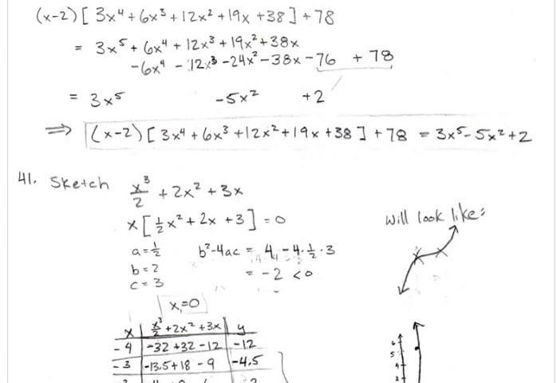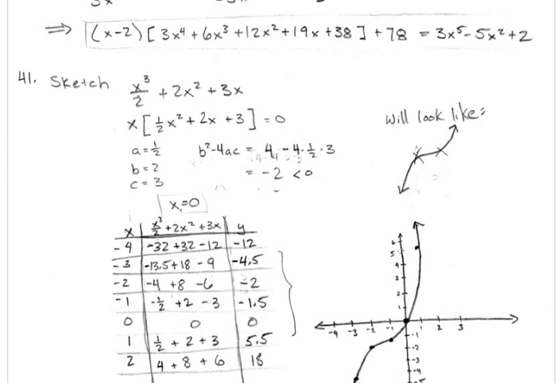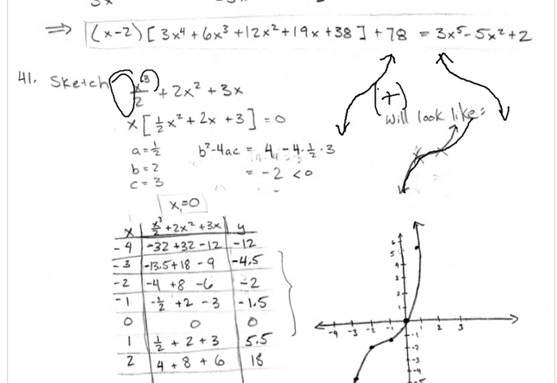Okay, so next problem says to sketch x cubed over 2 plus 2x squared plus 3x. So this is an x cubed term. I know that x cubed terms either look like this or they look like this. They look like this when the coefficient of the cube term is positive, which it is. So I know in the end it will look something like that.